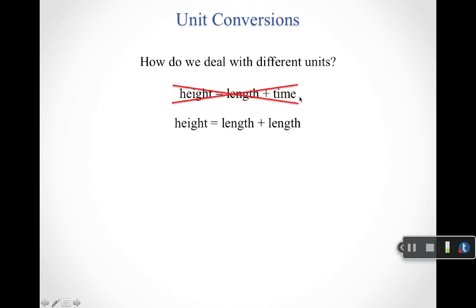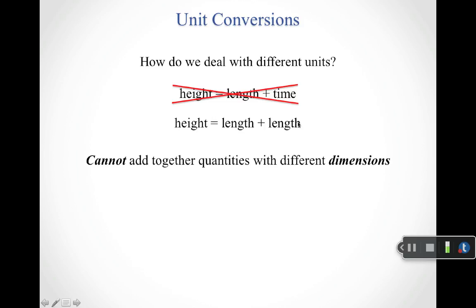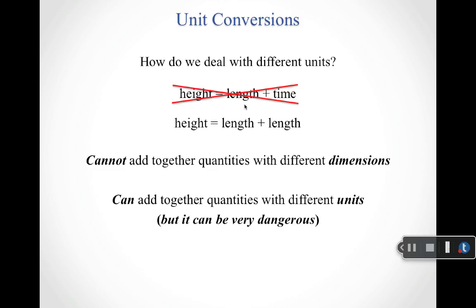So part of what these two examples tell us is, one, I cannot add together quantities with different dimensions. Length and time are two different dimensions, and so adding or subtracting them doesn't make any sense. Length plus time, length minus time, none of that means anything. That's just silliness. I can, however, add together quantities that have the same dimension but different units. But it can be very dangerous when I start doing calculations.